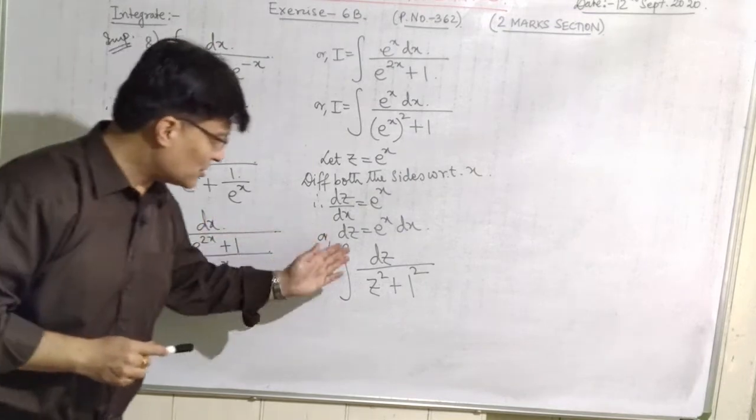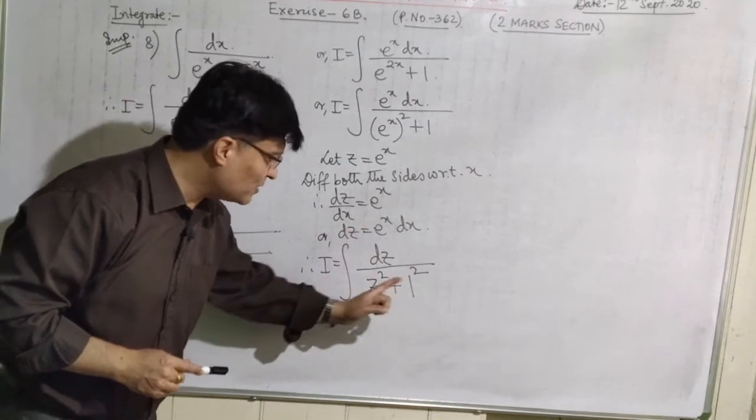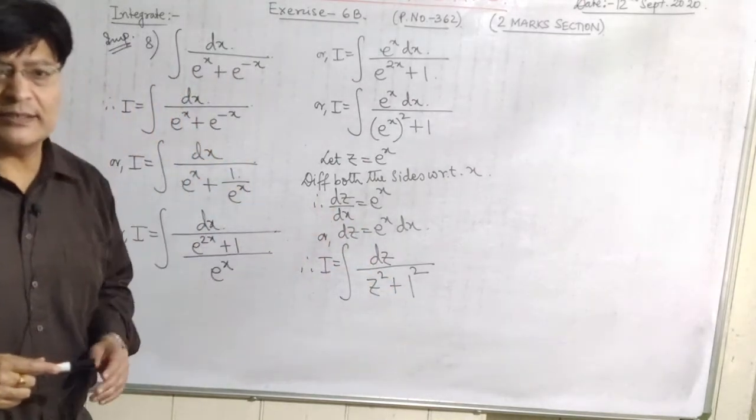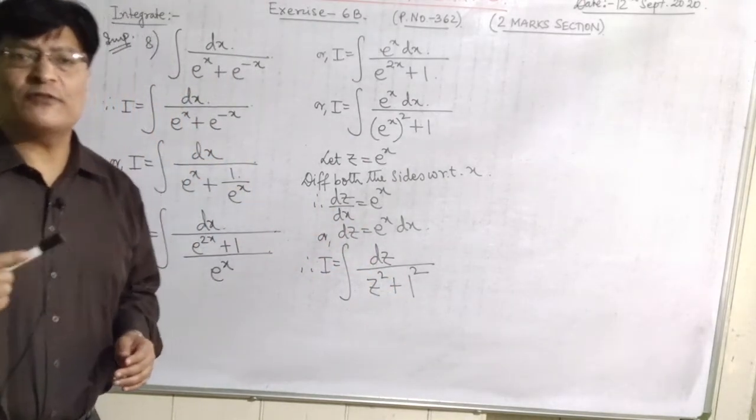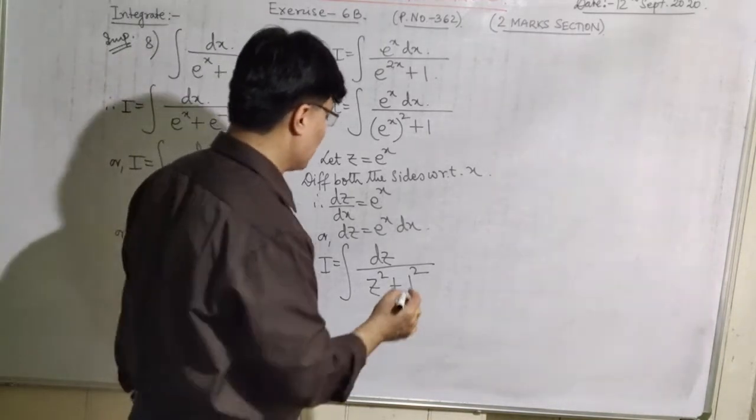Now this is the standard integral. That is, instead of x there is z, instead of a there is 1. This is the first standard integral. So what is the formula for the first standard integral? It is 1 upon a tan inverse x upon a.